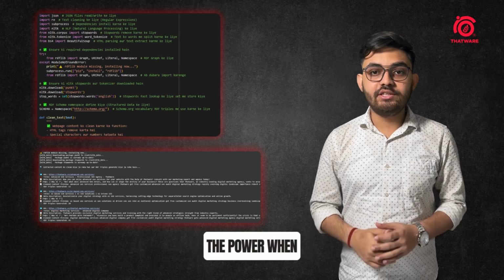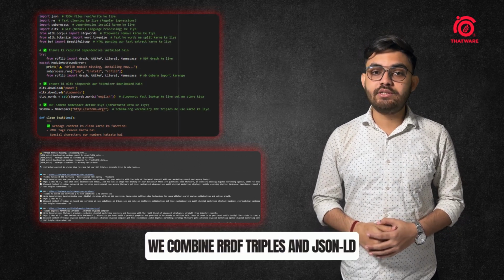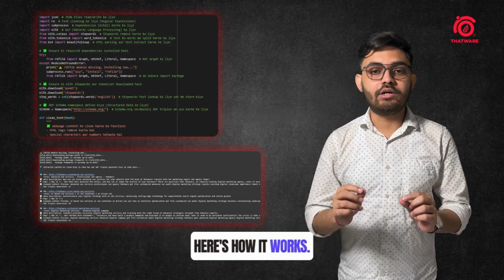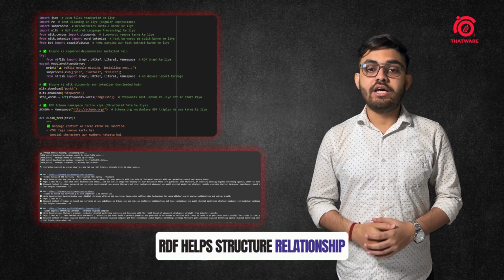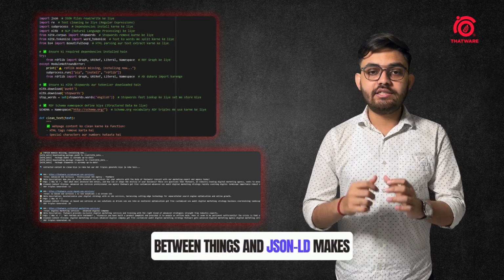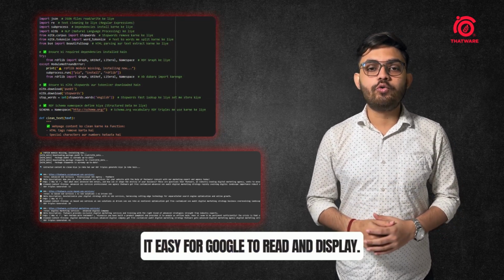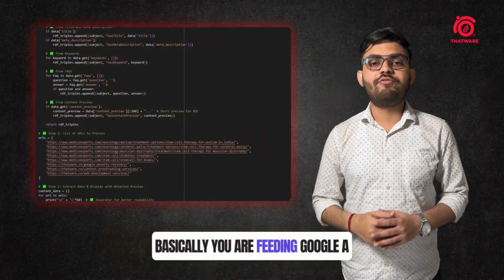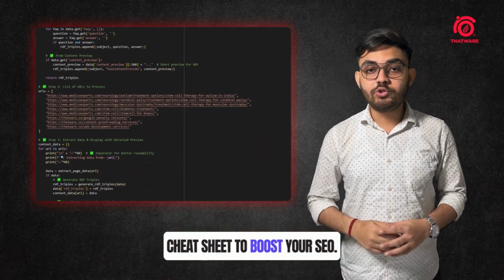Alright, now imagine the power when we combine RDF Triples and JSON-LD. Here's how it works. RDF helps structure relationships between things and JSON-LD makes it easy for Google to read and display. Basically, you are feeding Google a cheat sheet to boost your SEO.